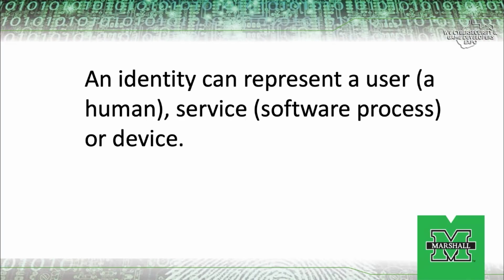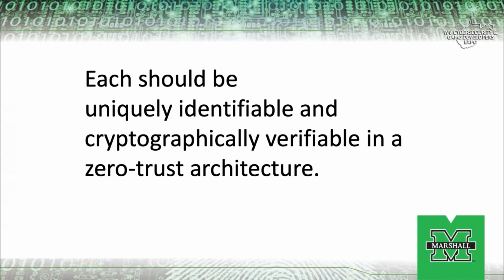An identity can represent a user, a human, a service, which is a software process, or a device. So an identity can represent a user, a service, or a device. And each should be uniquely identifiable and cryptographically verifiable in a zero trust.